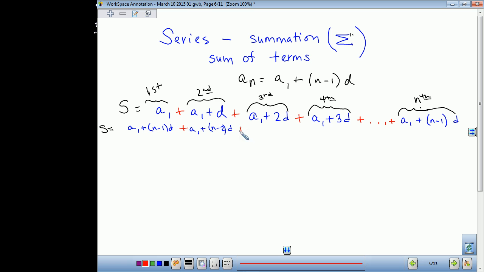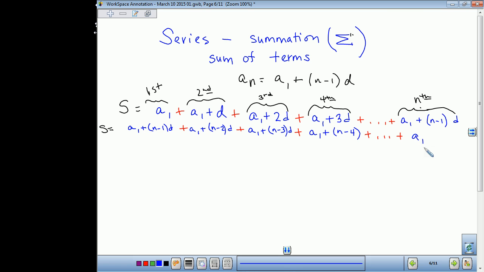And then the one before that would be n minus 3, good. One before that would be n minus 4. Good. And then all the way back to the first term. What would the first term be? A1. A1. Yeah.